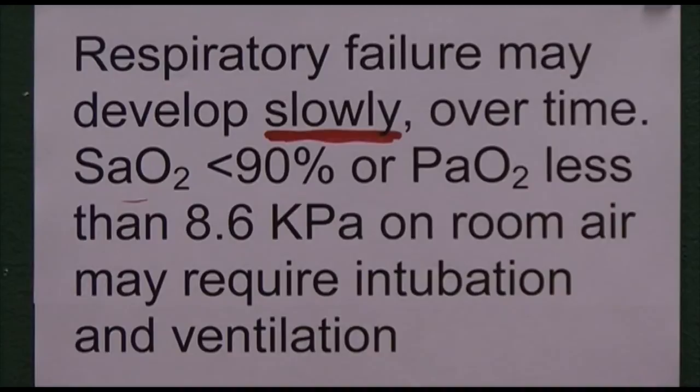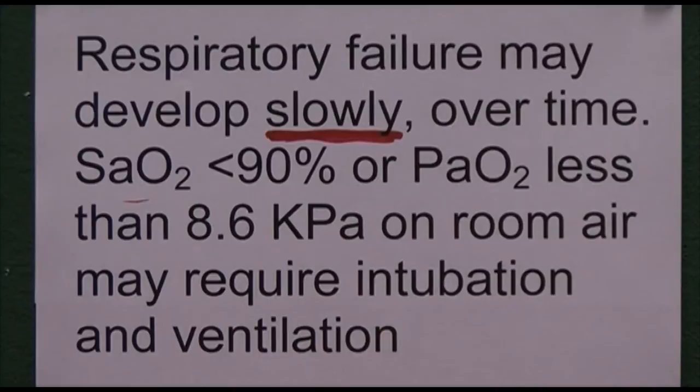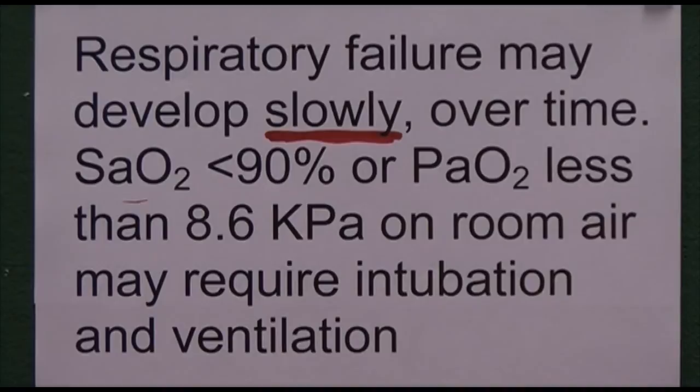And if the oxygen saturations drop below 90%, or the PaO2 is less than 8.6 kilopascals, that is less than 65 millimetres of mercury, while the patient's breathing room air, we may need to consider that they might need intubation and ventilation because of the pulmonary contusion, because it's vital that we keep these patients oxygenated until the contusion in the lung resolves and the inflammation goes down.